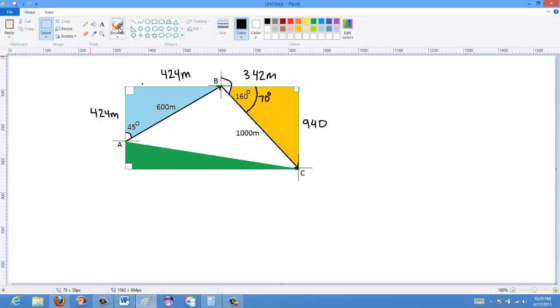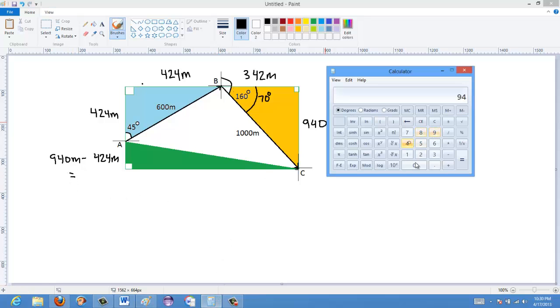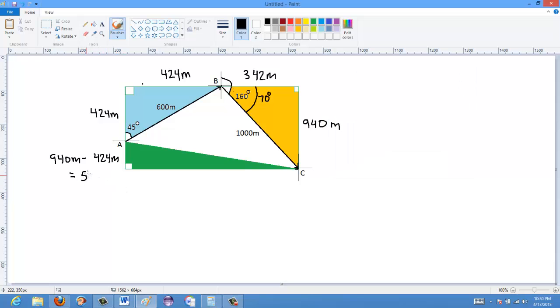All right. So now that we've got this a little bit cleaned up, we can figure out the rest. So this side here, which I will call, figure it out here. This whole length is 940 meters. This is 424. So this must be 940 meters minus 424 meters, which is equal to 940 minus 424, it's 516. So 516 meters.